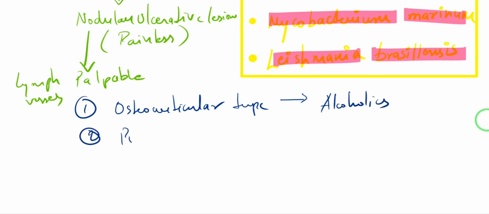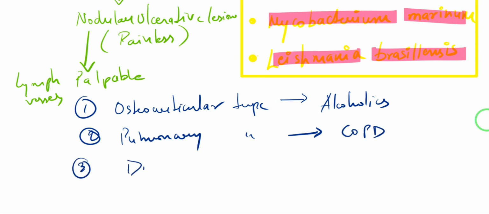Then we have pulmonary type, which is going to be seen in patients who have an underlying chronic obstructive pulmonary disorder, and they have somehow inhaled the spores of the fungi. In those patients, we are going to see the pulmonary type of sporotrichosis. So in patients of COPD.